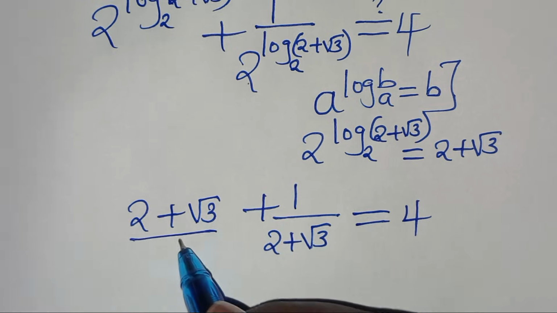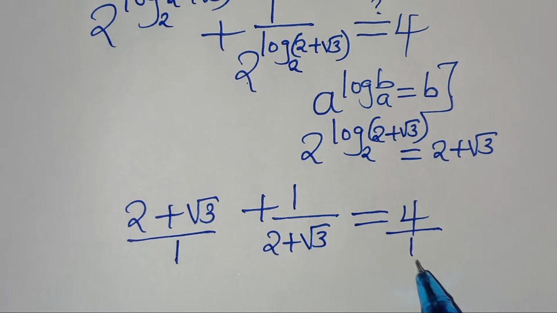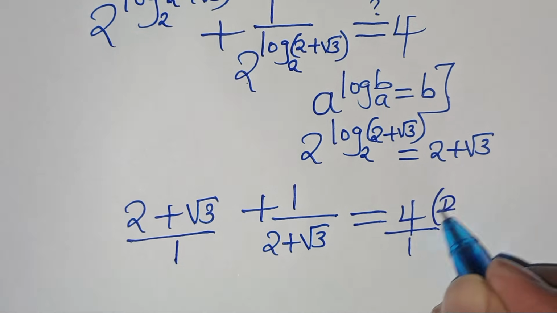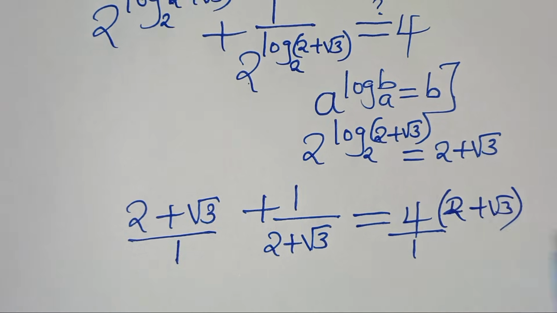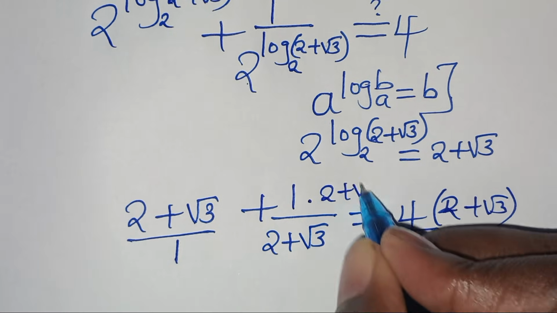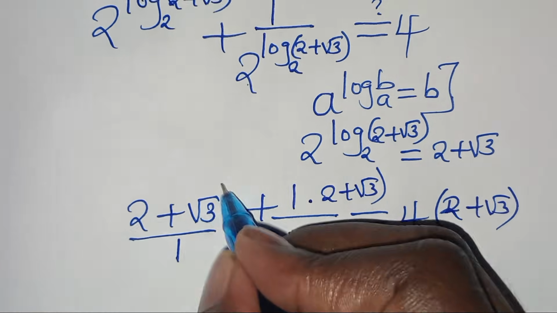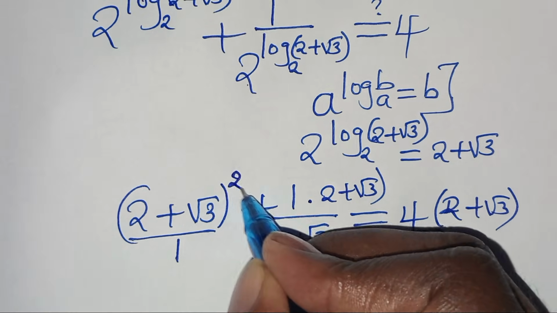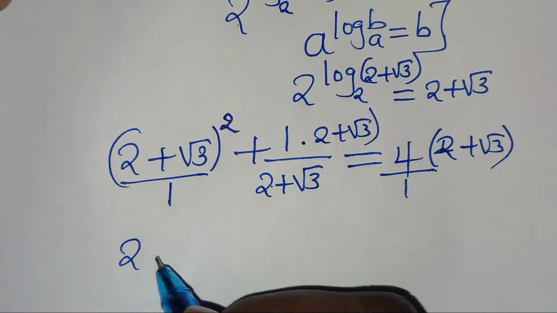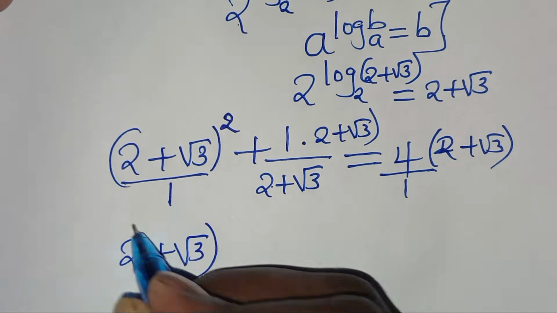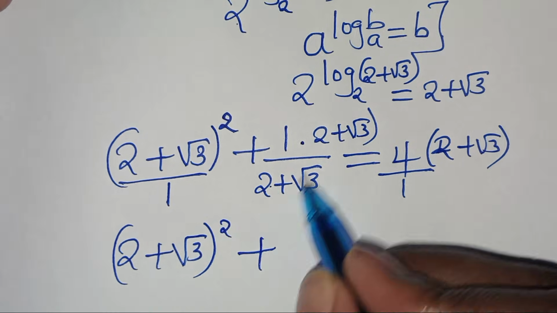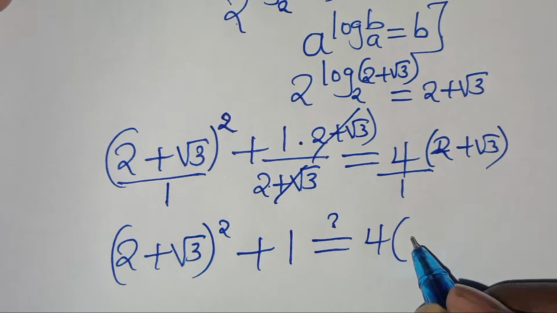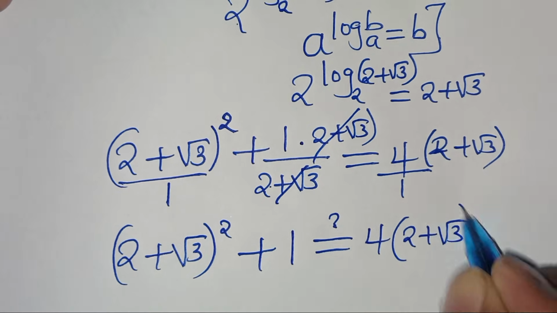Now, this is a whole number, so this is over 1. And also this is a whole number, so this is over 1. The LCM is 2 plus square root of 3. Let's multiply everything here by 2 plus square root of 3. Here we multiply by 2 plus square root of 3. And here we multiply by 2 plus square root of 3, which is the same thing as 2 plus square root of 3 squared. So we have 2 plus square root of 3 squared, then plus this simplifies, so this is 1. This should be equal to 4 times 2 plus square root of 3.